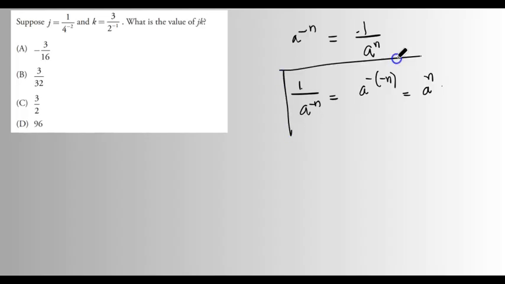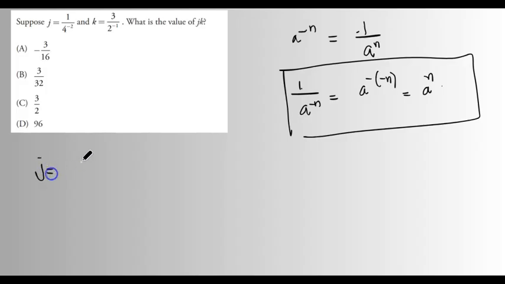Now the second question is, we have j as 1 over 4 to the power of negative 2 and k as 3 over 2 to the power of negative 1. What is the value of jk? So let's get into a result first. A to the power of negative n is 1 over a to the power of n. Similarly, you can say that 1 over a to the power of negative n is a to the power of n.